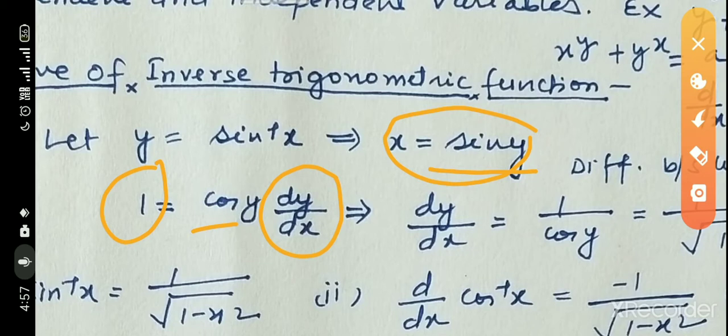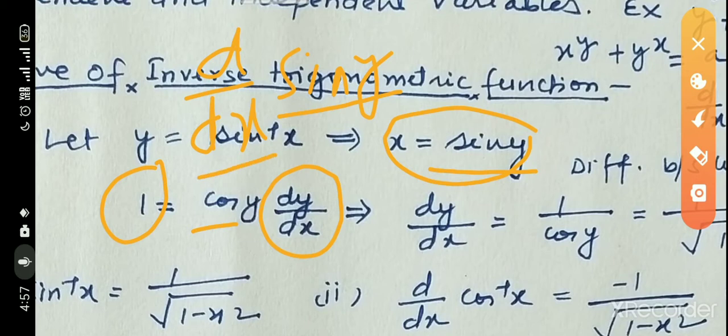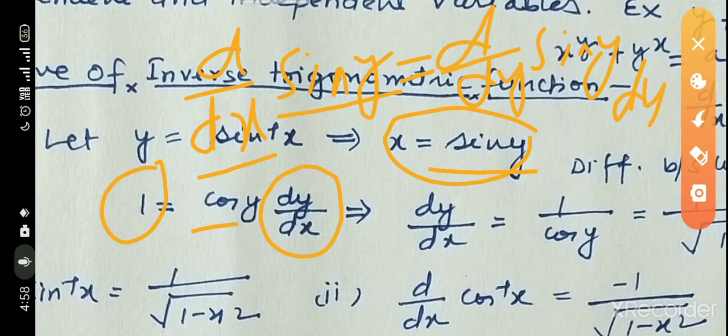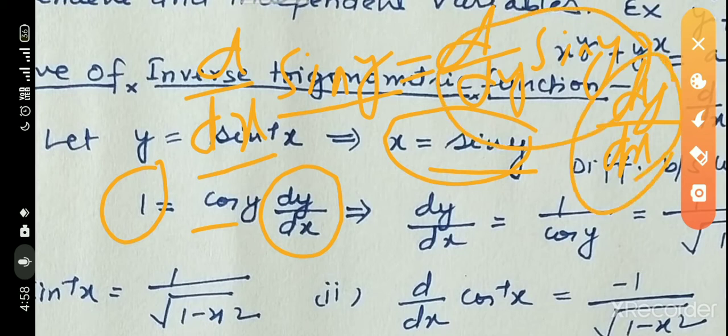Why cos y dy by dx? Because when we write dy by dx of sin y, obviously in the function the variable is y and in the operator the variable is x. So first change the variable of the operator by chain rule, d by dy of sin y, and now we also have to write dy by dx, so it will become cos y and it remains dy by dx.